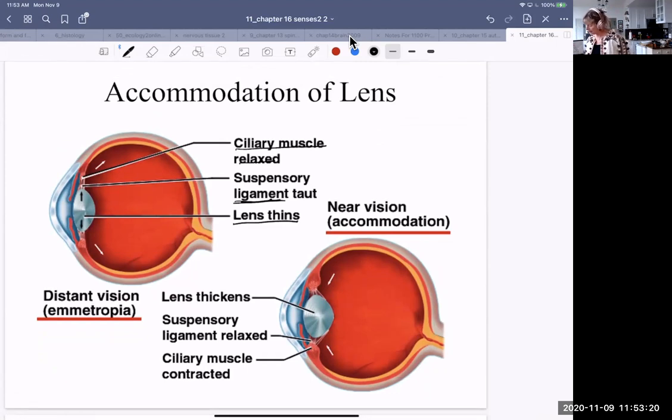But with near vision, with accommodation, the muscles contract, the ligament is relaxed, and that causes the lens, instead of being taut and tight like that, to relax into a rounder shape.